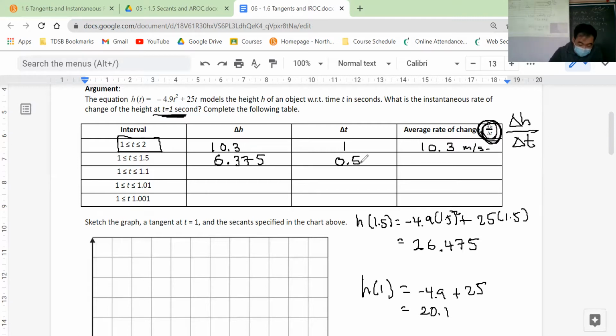Oh, I typed in wrong. The rate of change is going to be 12.75 meters per second. Is it close? Yeah. Is it exactly the same? Absolutely not. But I can argue that we are actually getting more accurate this way. Yes, Sam.